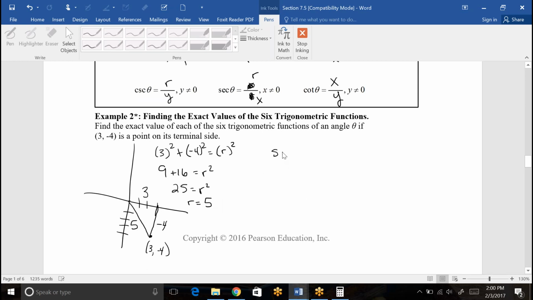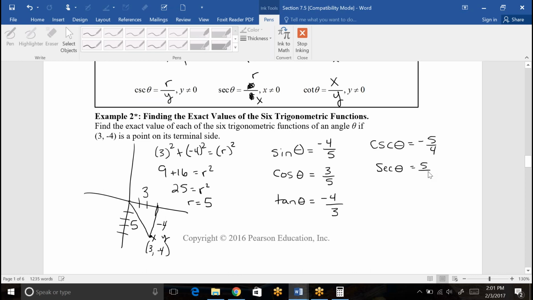So now that we know our trig functions, using this ratio that we've come up with for all the different sides, we now have our x, we have our y, and we have our r. So sine is y over r, so that'd be negative 4 over 5. Cosine is x over r, so that would be 3 over 5. Tangent is y over x, so negative 4 over 3. Remember, the last 3 are all just flipped. So cosecant of theta would be negative 5 over 4. Secant of theta would be 5 over 3. And cotangent of theta would be negative 3 over 4.